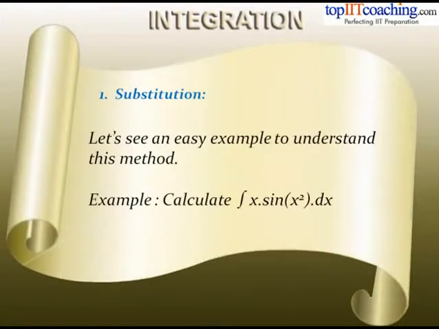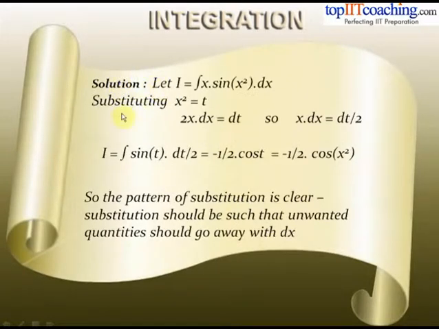Now let us see an example to understand this method. Calculate the integral of x into sine of x square dx. So let I be equal to the integral of x sine of x square dx. Now we make a substitution: let x square be equal to t. We differentiate both sides to get 2x dx equal to dt, or x dx would be equal to dt by 2.